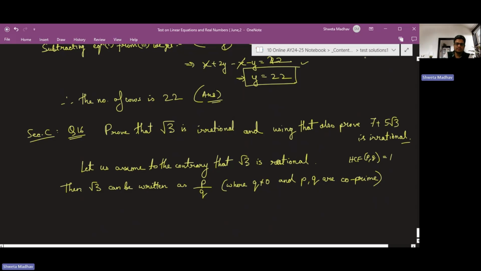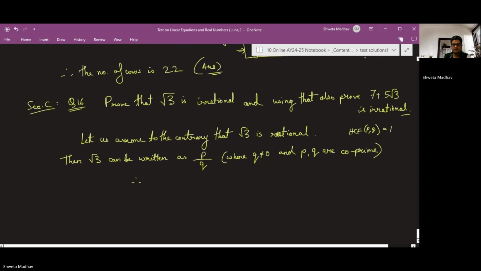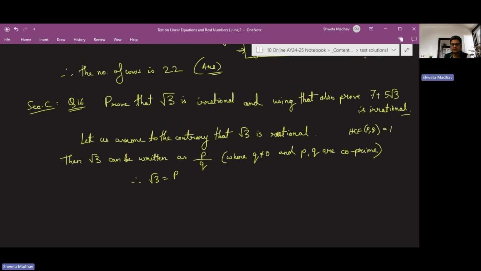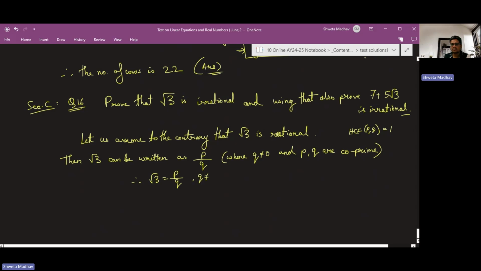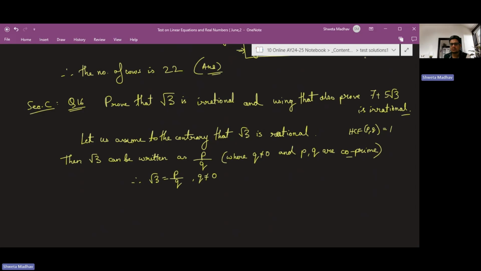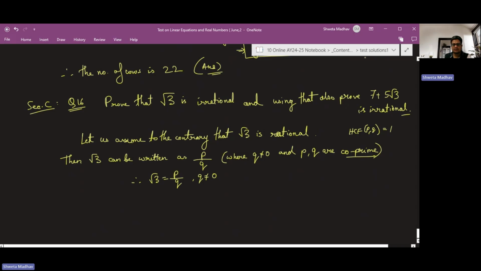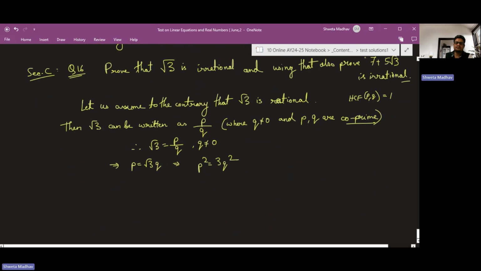So root 3 we can express as p by q, where q is not equal to 0 and p and q are co-prime. Therefore we can write p equal to root 3 times q, and if we square both sides, then we get p square equal to 3q square.